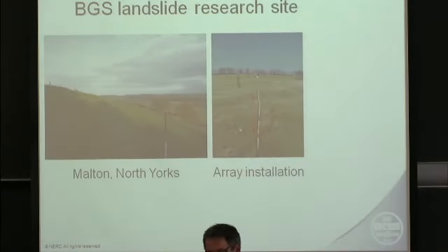We've installed 5 arrays of 32 electrodes each along an active area of the landslide. The point of the monitoring is we're looking for the resistivity signatures of hydraulic changes within the subsurface that could be precursors to slope failure and the landslide slipping.